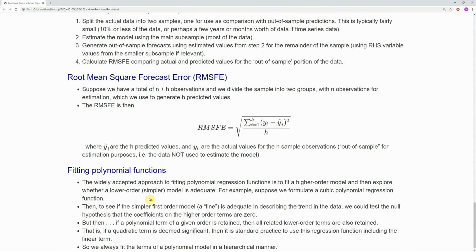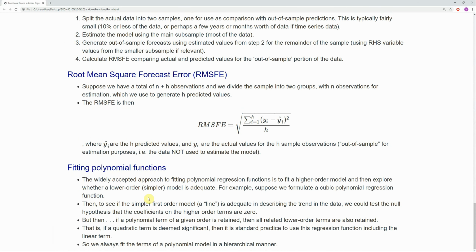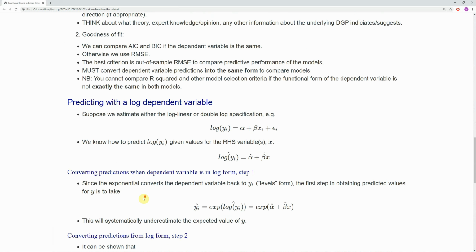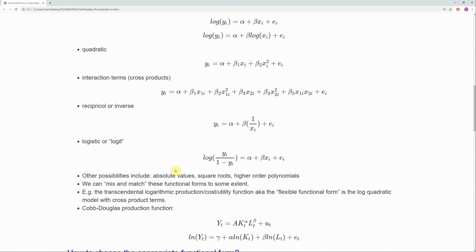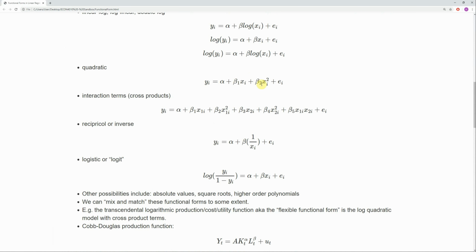Anyways, going back to the course notes to finish the functional forms. So one last thing is fitting polynomial functional forms or polynomial functions. So one example of it that we talked about was the quadratic function. It's a polynomial function of degree 2, and it has the linear part and the quadratic part.